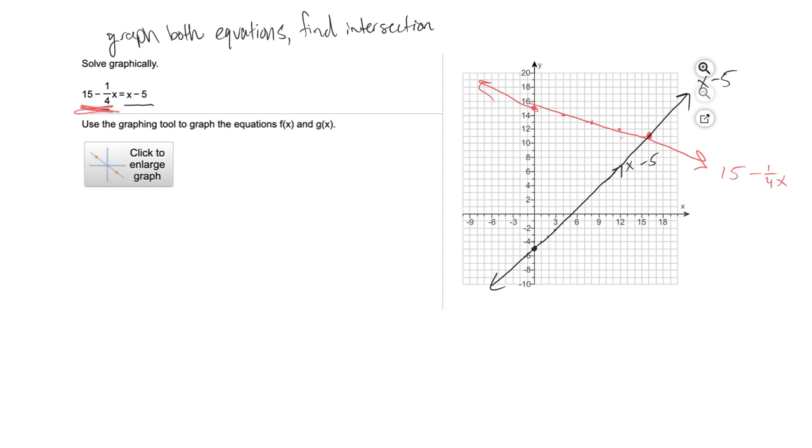Now, when you did it, you were able to do it using the online graphing, so it was probably easier to draw this. But then you find the intersection, which is here. So the intersection was at 16, 11, or x equals 16 is the solution, right? Because for graphically, we just find the x value of the intersection.